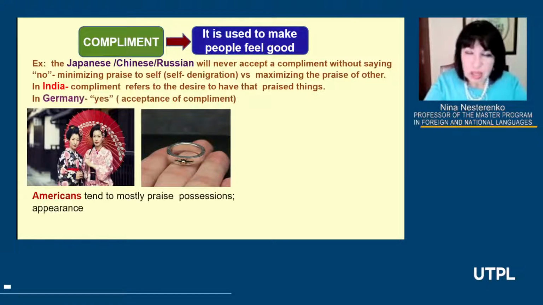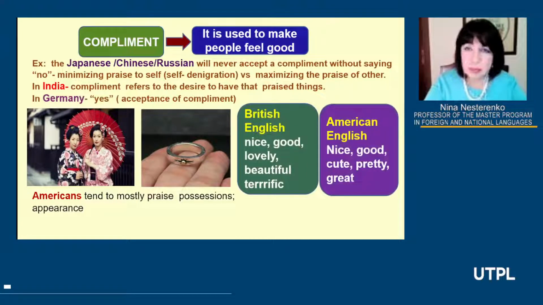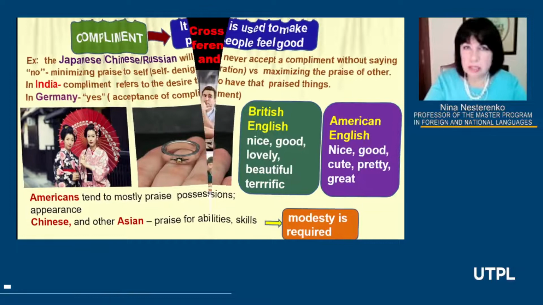Well, and Americans, for example, here we have differences in linguistic expression, British and American language variations. Americans tend to mostly prize possessions. You remember, it's a masculine society, where possessions, wow, are a reason for admiration. And appearance, great. And for Chinese and some Asian countries, they usually praise ability, how intelligent you are, how skillful you are, and so on, because modesty is required.